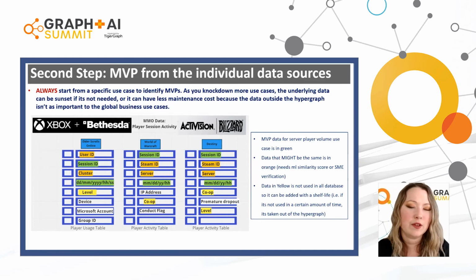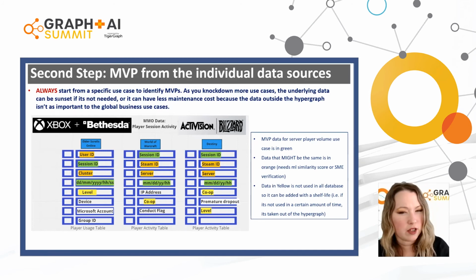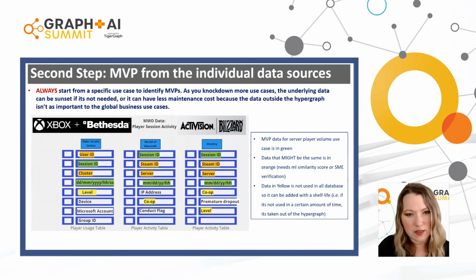The other thing you want to highlight while you go through this is things that maybe show up in 2 or more of the databases, but you don't know if it's MVP and you don't know if it's critical for all of the different databases to basically talk to one another from the hypergraph. So those I usually highlight in yellow.